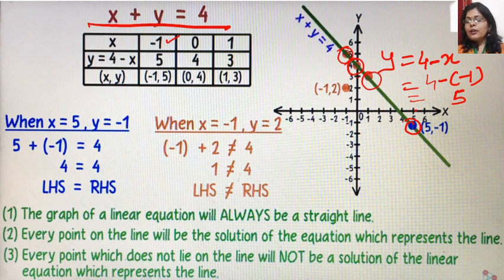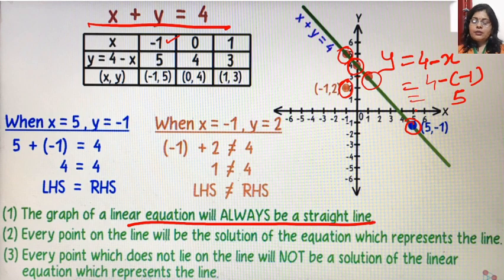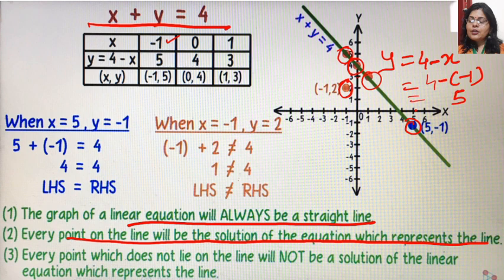LHS is not equal to RHS, so the coordinates are over here and this does not come in the line. So from all these things, what do we conclude? That the graph of a linear equation will always be a straight line. Every point on the line will be a solution of the equation which represents the line. Every point which does not lie on the line will not be a solution, as it is mentioned over here, that which represents the line.